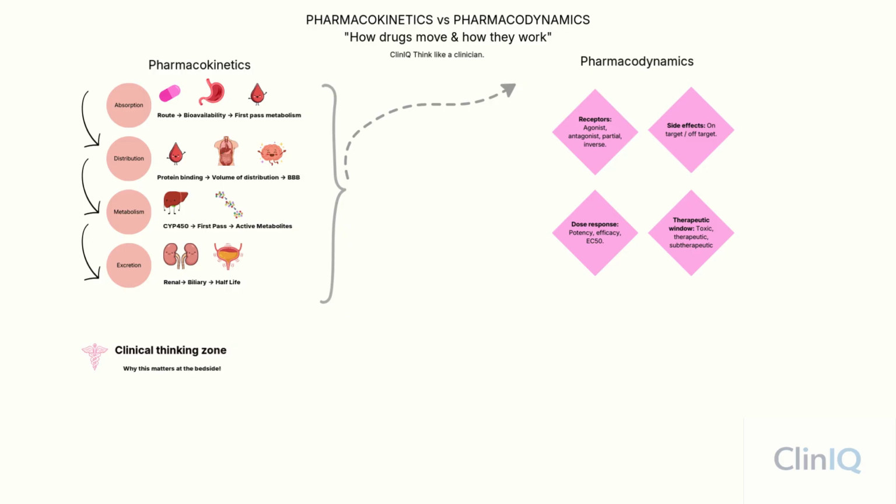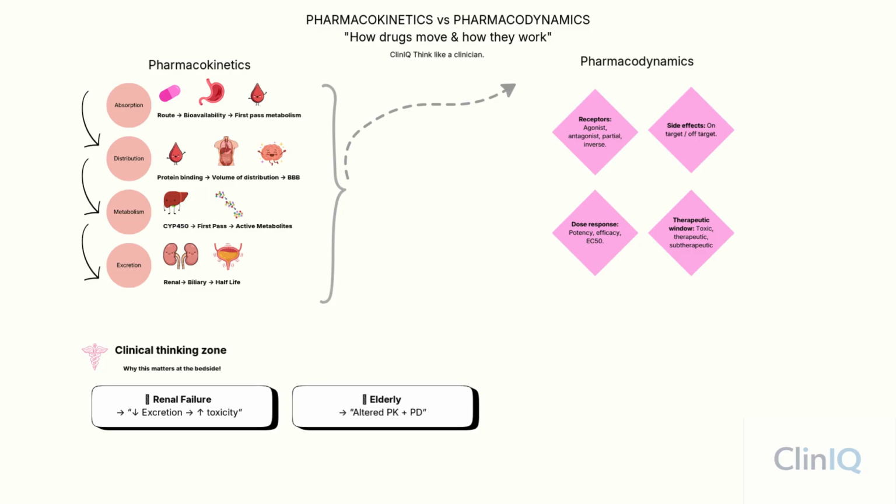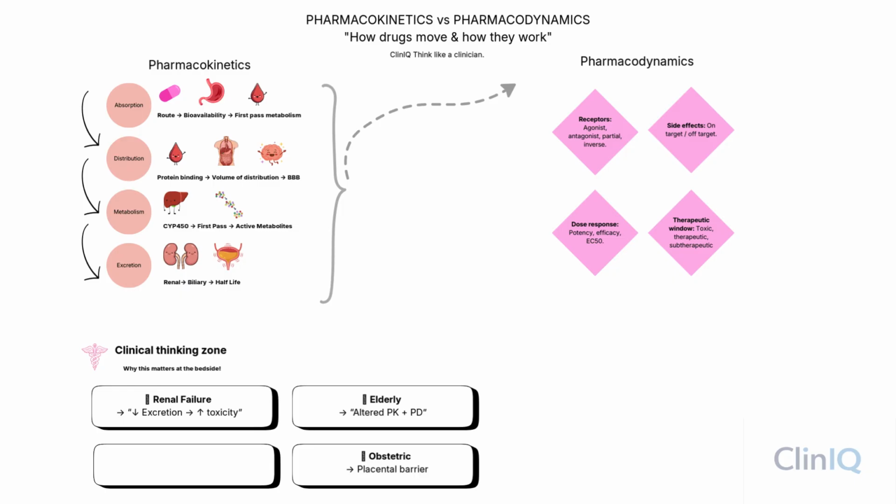So the patient in renal failure who becomes drowsy and bradypneic after standard morphine dosing, the elderly patient who becomes delirious after a normal benzodiazepine dose, or the pregnant patient who needs a higher dose of antibiotics to reach therapeutic levels. And finally, the cirrhotic patient who bleeds after warfarin because metabolism and clotting factor synthesis are impaired. And these aren't rare events, these are everyday clinical scenarios.